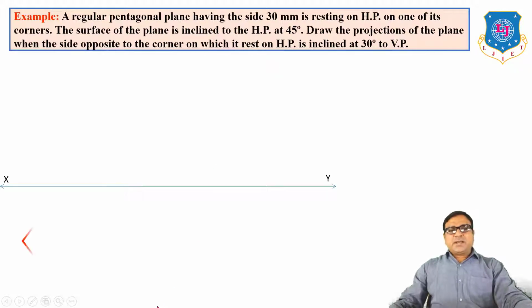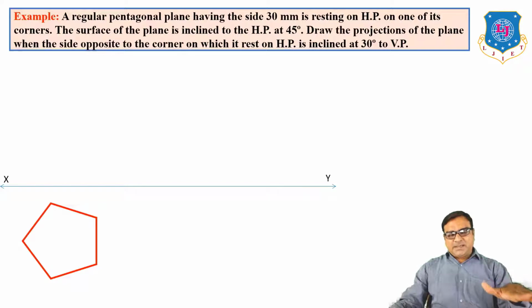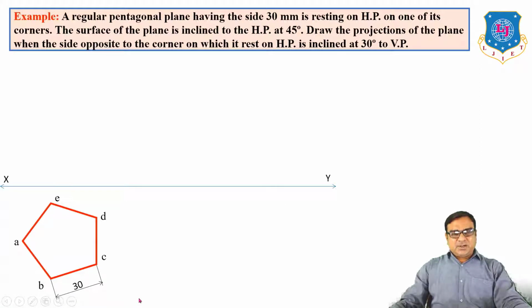So first of all, draw one XY line and draw a pentagon. Our first position is when the pentagon plane is exactly on HP, and it is on HP in such a way that one side is perpendicular to VP. So draw a pentagon in which one side is perpendicular to the XY line. Size of our pentagon is 30 mm. Insert all the corners A, B, C, D, E.